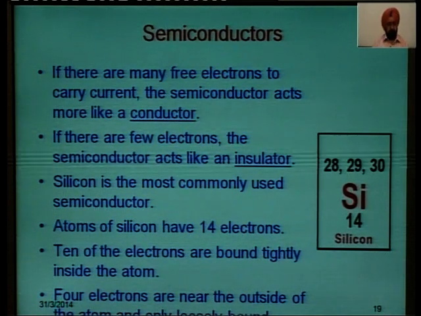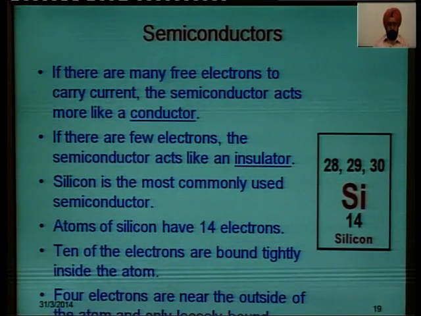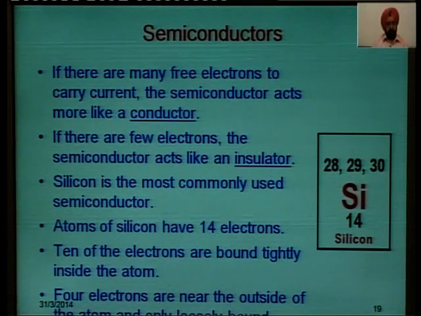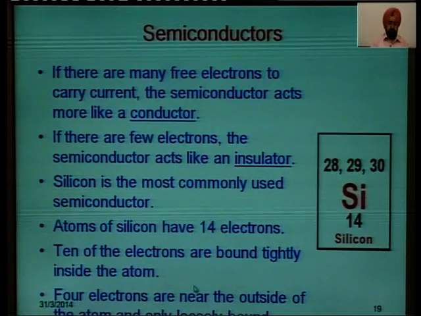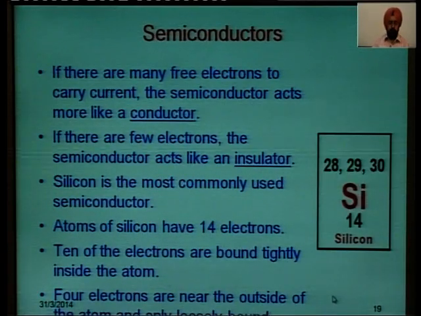Atoms of silicon have 14 electrons. 10 electrons are bound tightly inside the atom and 4 electrons near the outside of the atom are loosely bound with the atom.